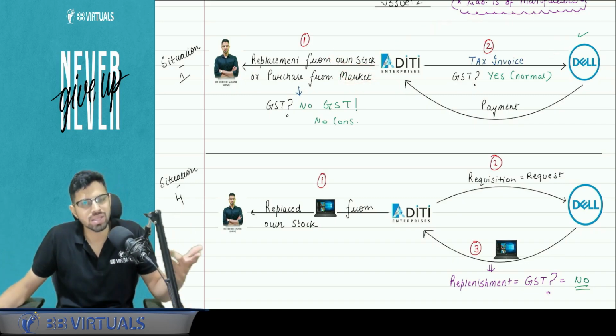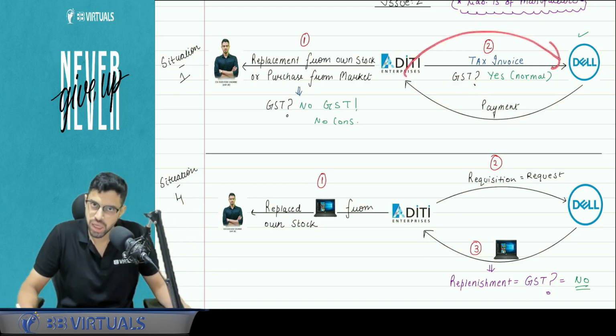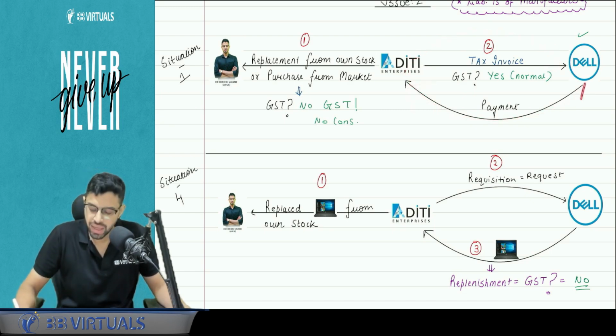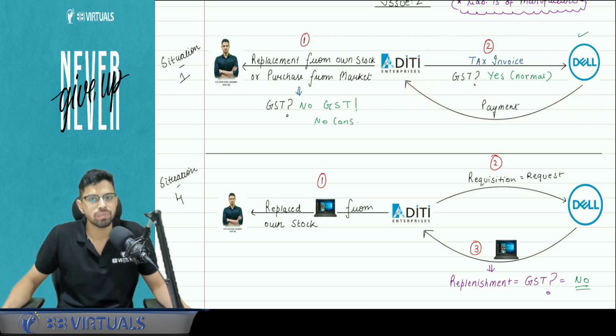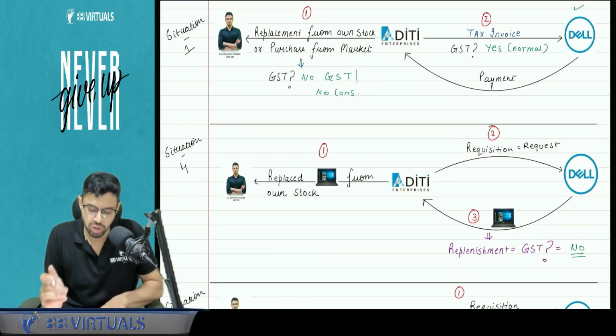Now when a tax invoice is there, consideration is there, this is the normal GST supply. So GST will be applicable. It will give a tax invoice charging GST and Dell will provide the payment along with the GST. Dell will take the ITC of that GST. Simple. Now next, situation 4 I am covering first because it is somewhat similar to situation number 1.